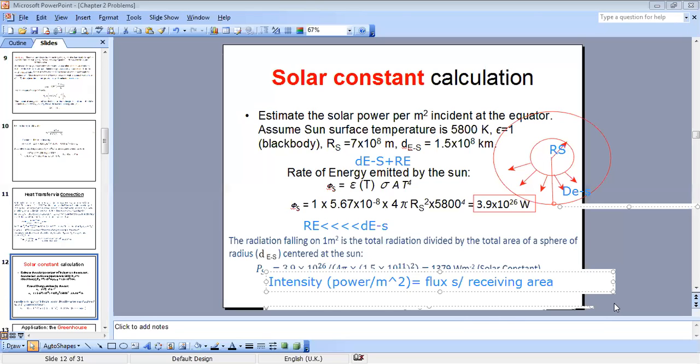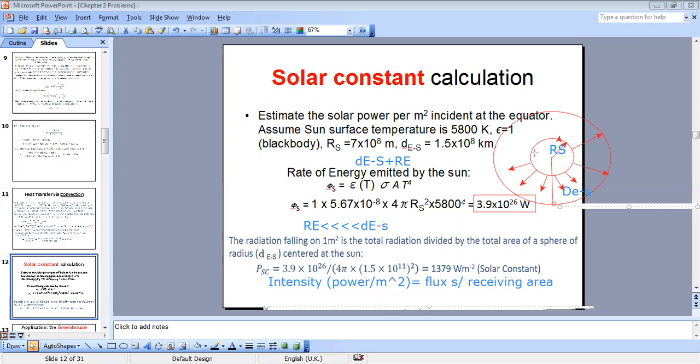What is the total receiving area here? You have the surface of the Earth. Can you please repeat? The surface of the Earth. No, look, what I mean by the receiving area is this one. Look, this is the flux of the sun. Yes, I understand what you mean. You mean after it reaches the Earth.